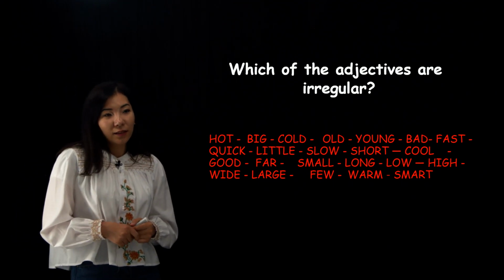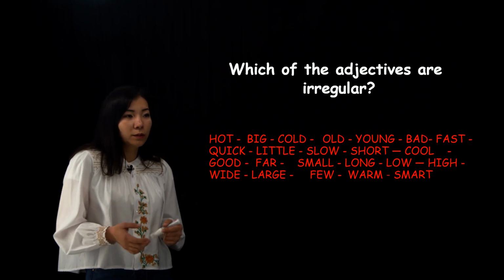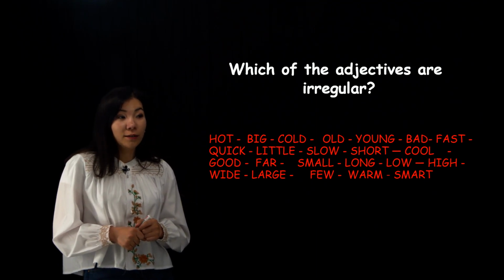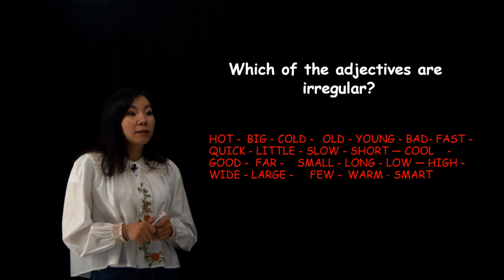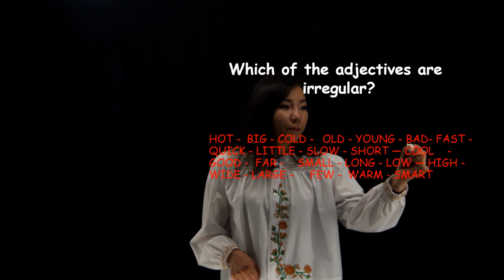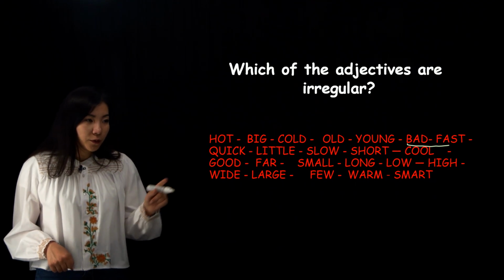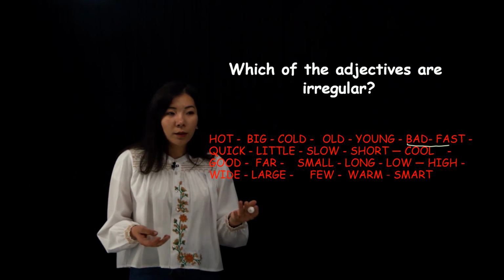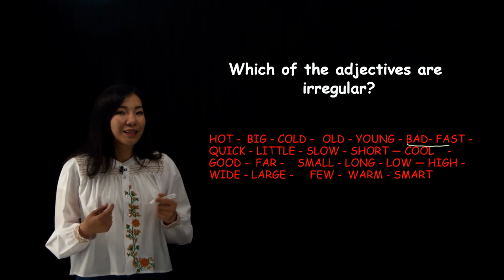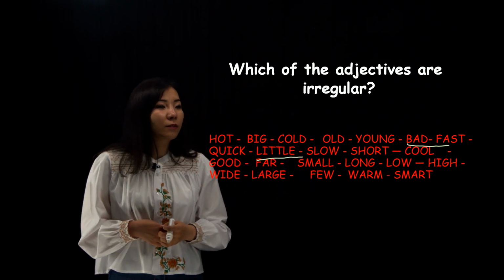So hot, hotter. No, it's not an irregular one. Big, bigger, cold, colder, old, older, young, younger, bad. This word totally changed, right? Bad becomes worse, and in superlative, the worst. So this is an irregular adjective. Fast, faster, quick, quicker, little, really, little would be less, right? And the least one. Okay, this one is right.